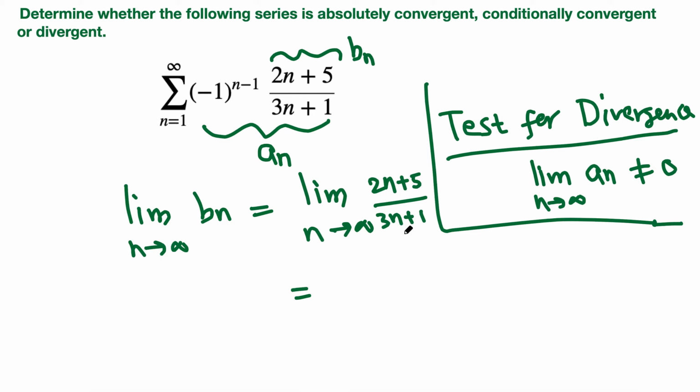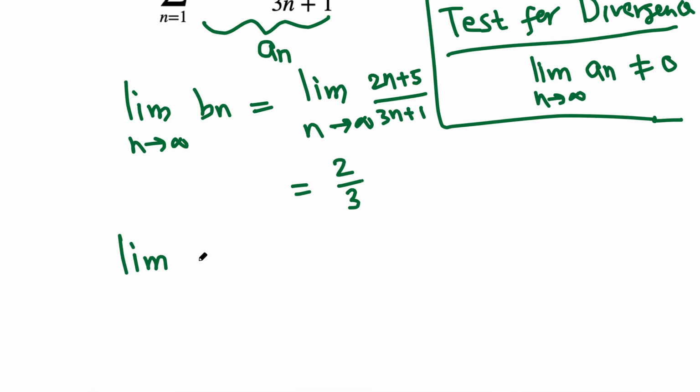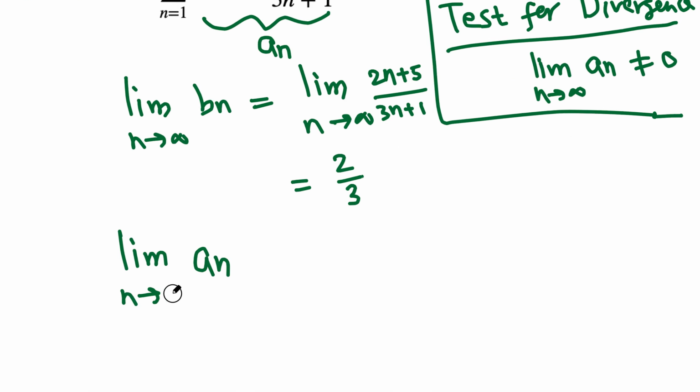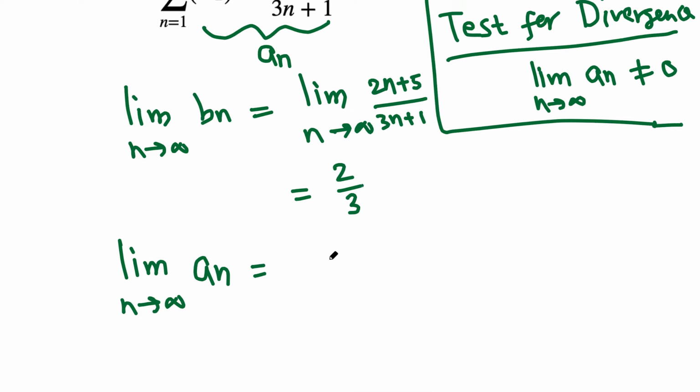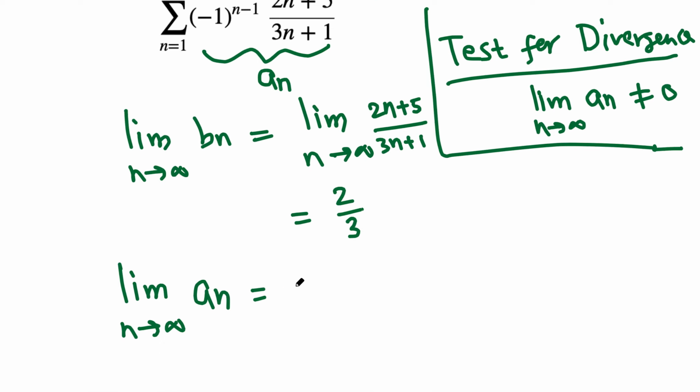Now this is a limit at infinity. 2n is the leading term on the top, 3n is the leading term on the bottom. So when n is really big, this is going to go to 2/3, which is not 0, but that's just for Bn. Then how about the whole An? That is needed with (-1)^(n-1). When n goes to infinity, this is not going to be 0. It should be negative, positive of 2/3. That means the limit does not exist.